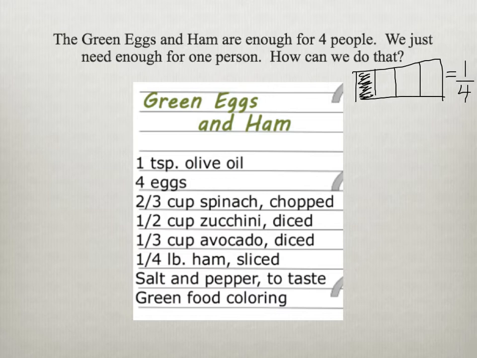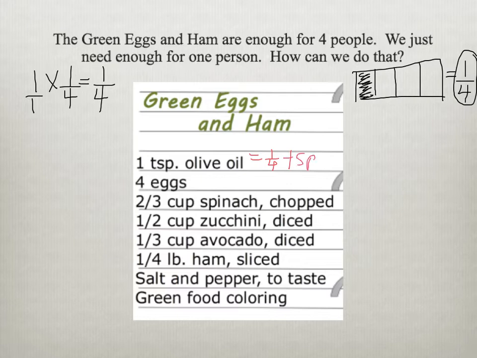So what we're going to do is multiply all of our ingredients here by 1/4 to get a new, smaller recipe. So we're going to solve these together right now. Alright, so let's start with our teaspoon of olive oil. I have 1 times 1/4. Well, anytime we multiply by a whole number, we're going to put that number over 1 and multiply straight across. 1 times 1 is 1, and 1 times 4 is 4, which means that we will need 1/4 of a teaspoon of olive oil.